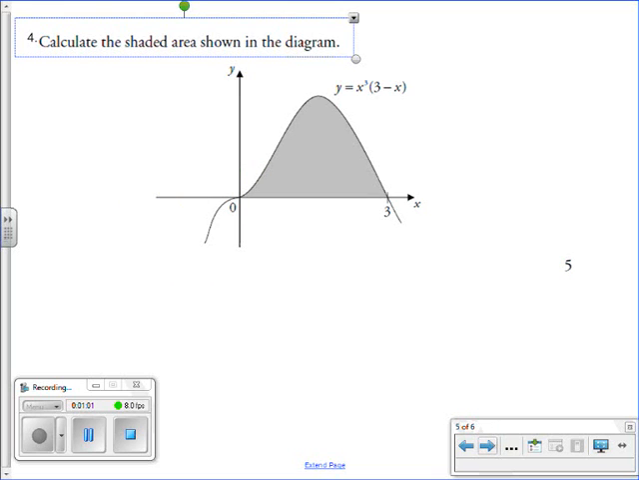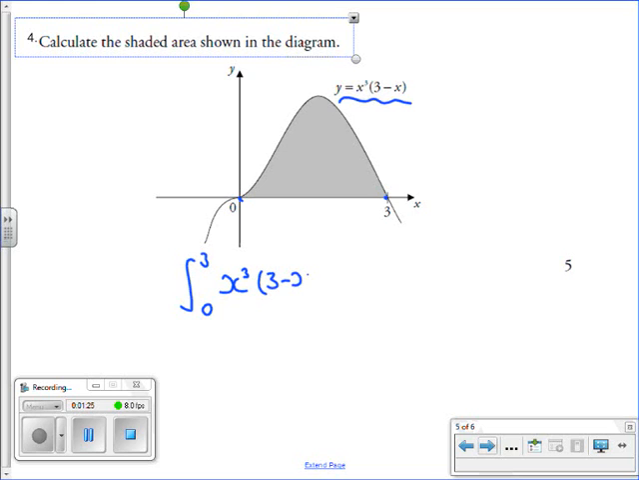Okay, question 4. Calculate the shaded area shown in the diagram. It's an integration question. The limits can be found just by looking at the diagram. We're trying to find the area under the curve and above the x-axis, so we just use the 2 points of intersection, which are 0 and 3.